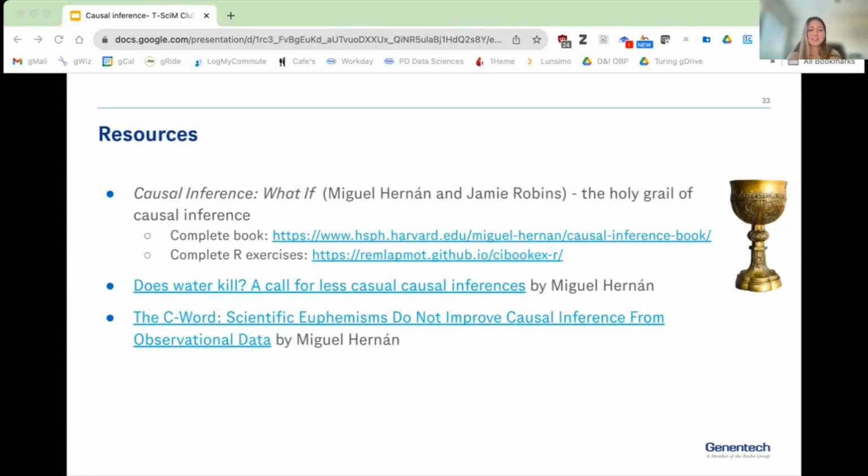I just want to conclude with some great resources, which I will share on the Translational Science Slack channel, including what I think is the holy grail for causal inference, the book called Causal Inference: What If? So this is an amazing starting point. They also wrote out all of the exercises in R. I think they're also doing it in Python. So all around great resource.